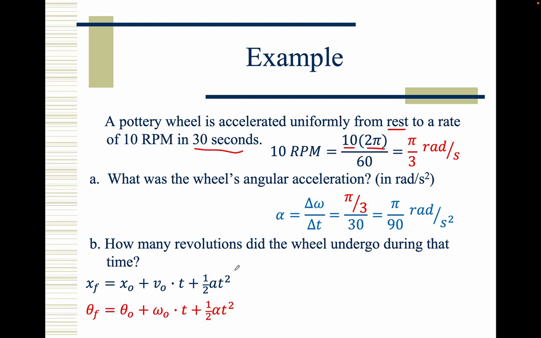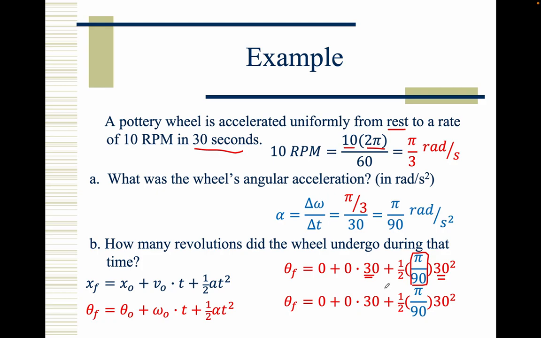And so if we use the direct translation of this using the Rosetta Stone, we can actually solve it. Plugging in our numbers, our acceleration, which is pi over 90, and our time, which is 30 seconds. That's not initial omega. Initial omega is 0. We can actually solve this. It comes out to 5 pi radians, but they want revolutions. Remember, there are 2 pi radians in each revolution. So taking 5 pi divided by 2 pi gives us 2.5 revolutions.